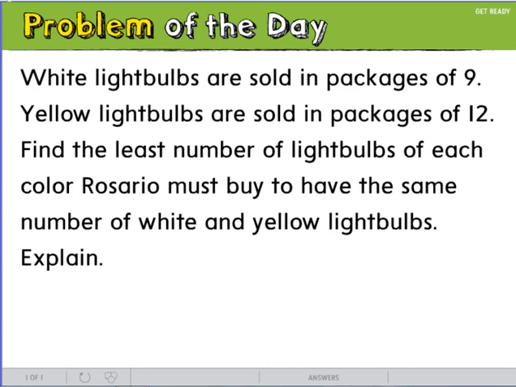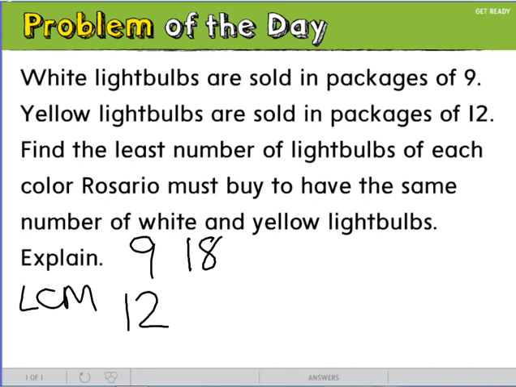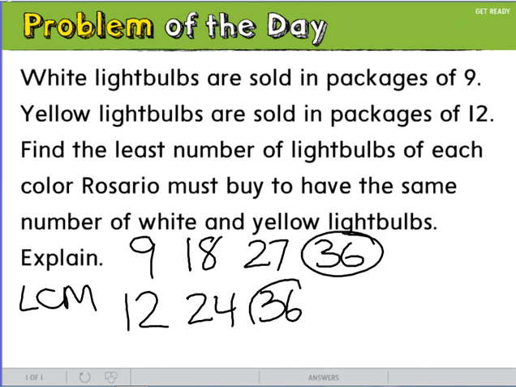So we're going to find the least common multiple, or the LCM, of 9 and 12. The simplest way, or I should say the most basic way to do this, is just to go 9, 18, 27, 36, and 12, 24, 36. So now the least amount of light bulbs that she can buy and have the same number of each color is 36.